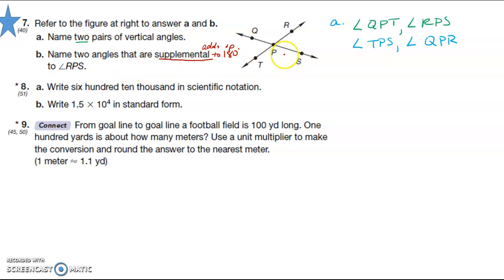To RPS. So RPS. So it makes a line. It makes a line with this one. So this angle would be supplemental to RPS. That's RPQ. And it also makes a line. I'm trying to do different colors to see if that helps at all. It also makes a line with this one. So that's SPT.